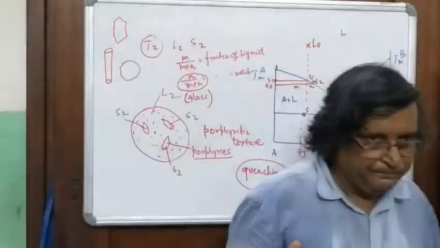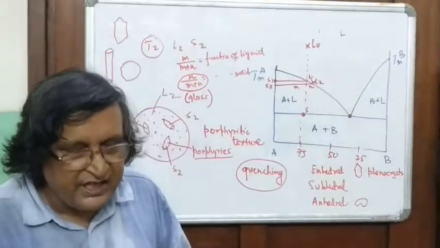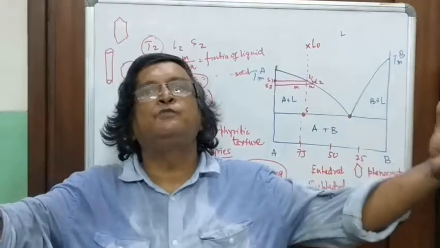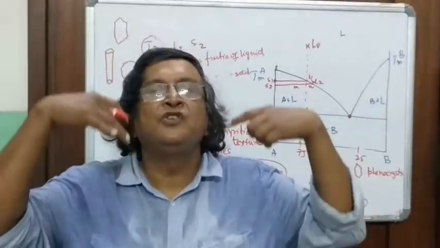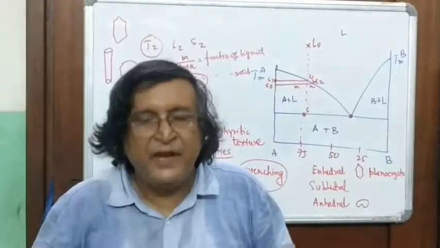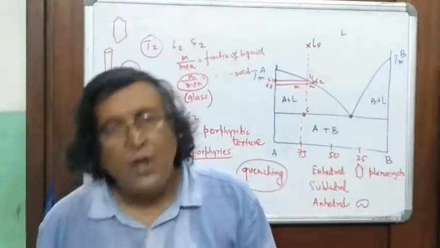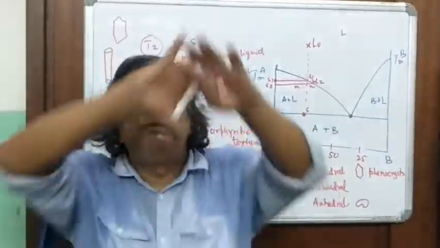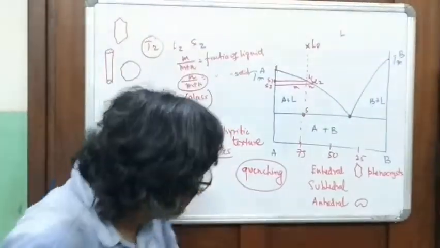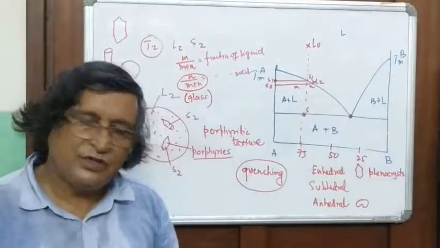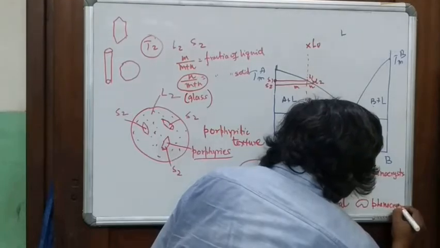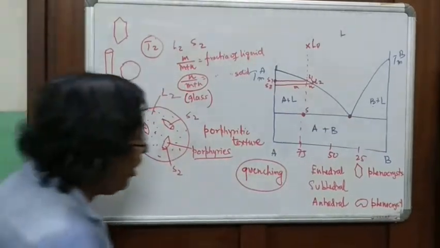Almost no shape. When you have anhedral crystals, it means that the crystal has not grown into its proper shape. Why? Because it was not allowed to grow. Why was it not allowed to grow? Because there was not enough space to grow. Why didn't it have enough space? Because there was a solid crystal matrix around it. So this is why you have anhedral crystals, or these are called anhedral phenocrysts.